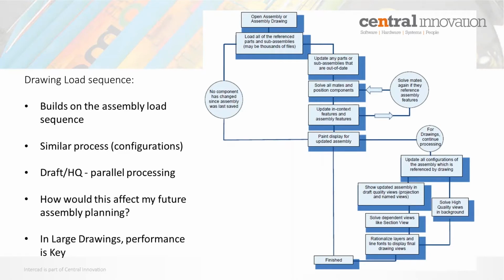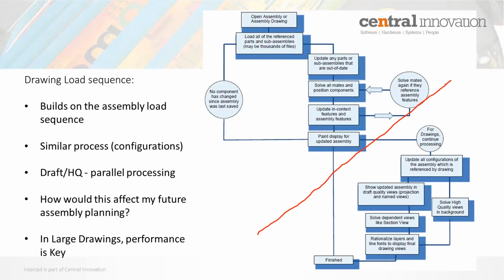The diagram on the right hand side of the PowerPoint there shows the assembly load sequence and then the drawing load sequence. If I was to draw a line diagonally across the page there, the top left hand side is the assembly load sequence and the bottom right hand side is the drawings loading sequence. And so what this is really indicating is that every time you open a large assembly drawing, you're in fact opening the assembly as well.